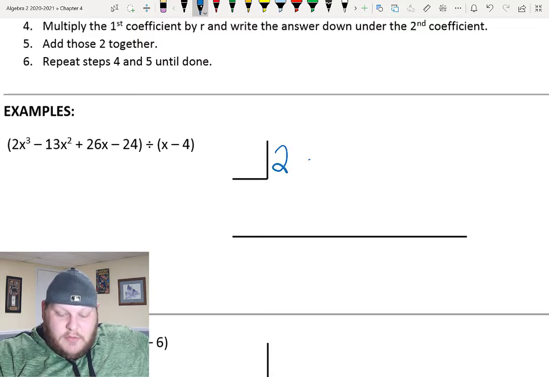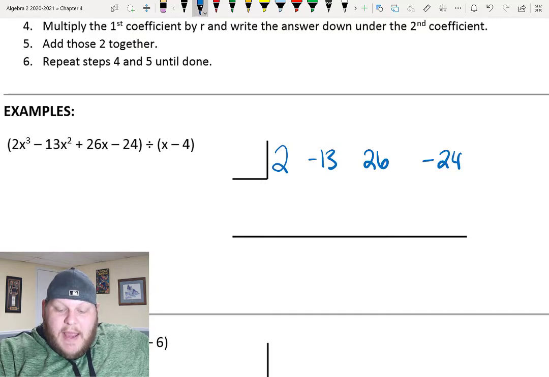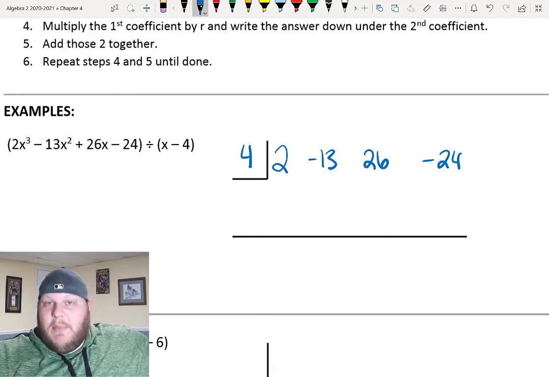So I've got 2, negative 13, 26, and then 24. So those are my coefficients. I'm just going to write those across the board. And then up here in this box, I'm going to put my r value, which in this case, since I'm dividing by x minus 4, up in this box is just a positive 4. Okay, just a positive 4.